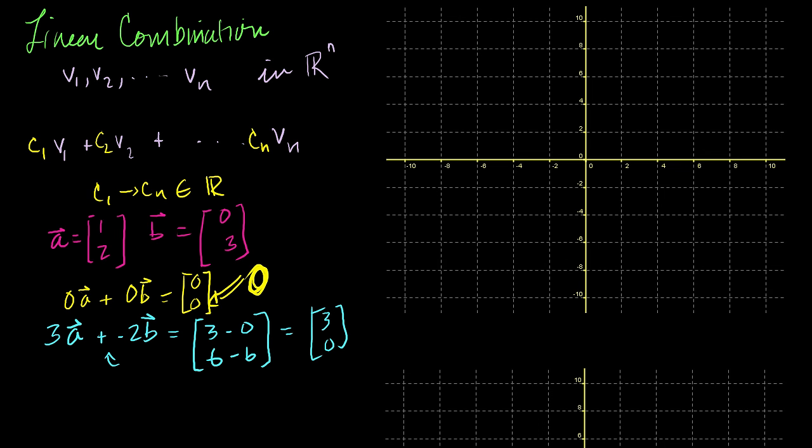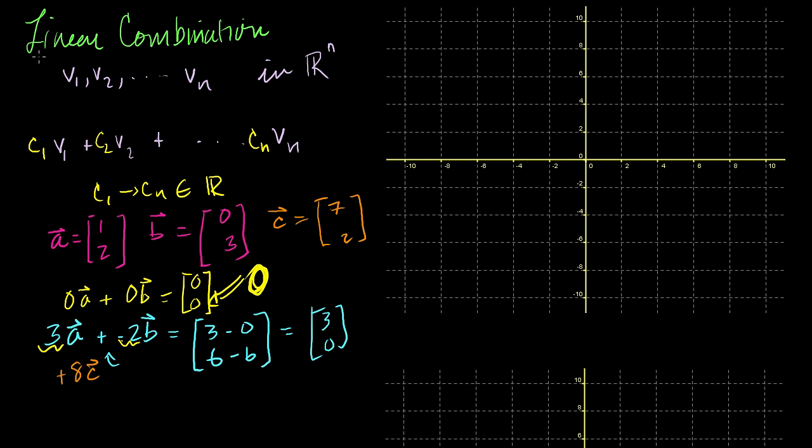I could keep putting in a bunch of random real numbers here and here, and I'll just get a bunch of different linear combinations of my vectors A and B. If I had a third vector, vector C, and maybe that was just 7, 2, then I could add that to the mix, and I could throw in plus 8 times vector C. These are all just linear combinations.